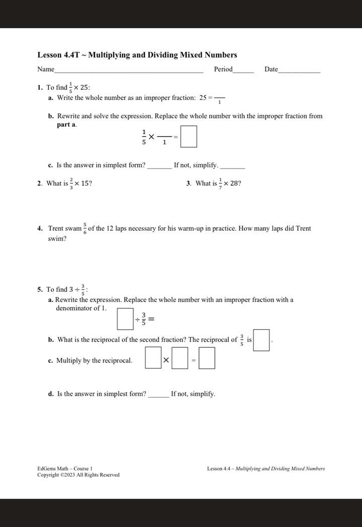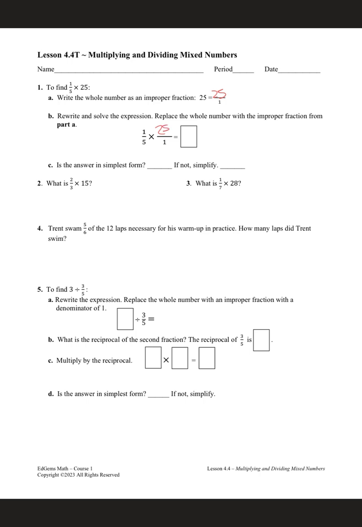So here we are in lesson 4.4T, multiplying and dividing mixed numbers on the tiered packet. Number 1 says to find 1/5 of 25. So 1/5 times 25. A, write the whole number as an improper fraction. 25 is equal to 25 over 1. Rewrite and solve the expression. Replace the whole number with the improper fraction from part A.